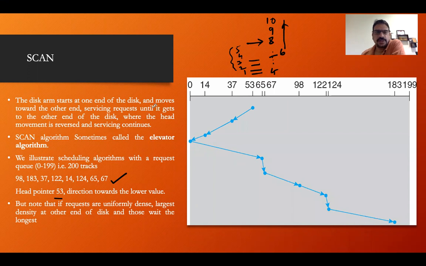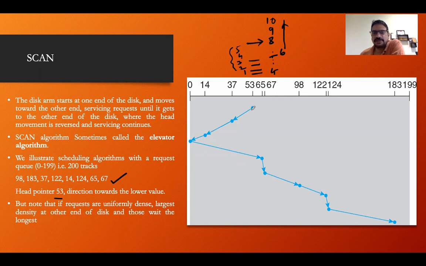Okay, so here in the scan, we are going in one particular direction, like an elevator. Even though requests are fewer, it will move in one direction. So that is a problem with the scan. We'll start with this particular queue, which is given: 98, 183, 37, 122. These are the requests that have been given. The starting point is 53.